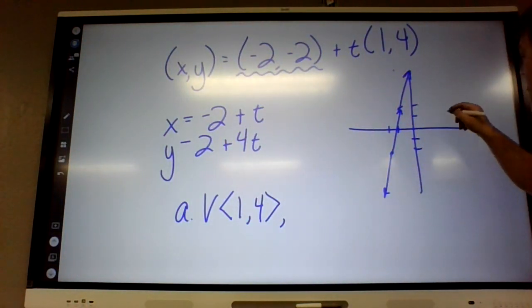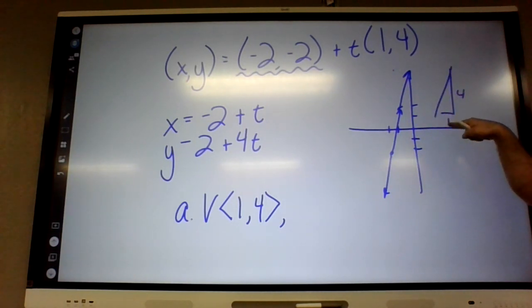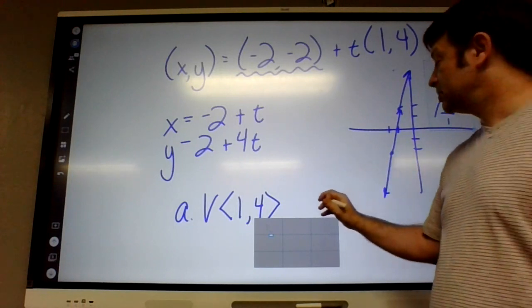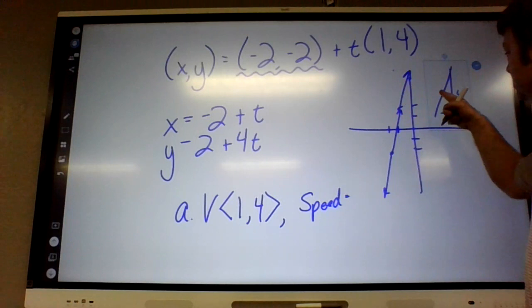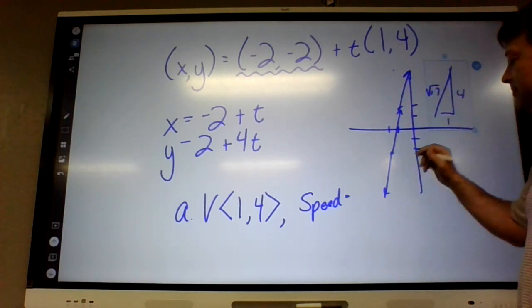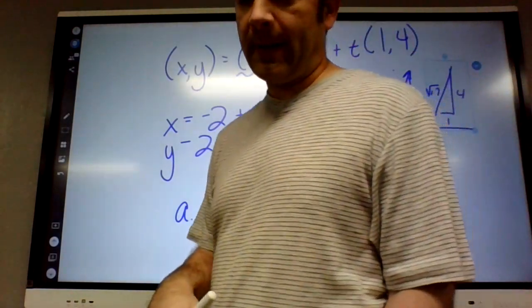1/4. So you do a little Pythagorean theorem, 1 squared plus 4 squared is 17, so this would be like the square root of 17. So the speed, you might have put that as a decimal. Probably.